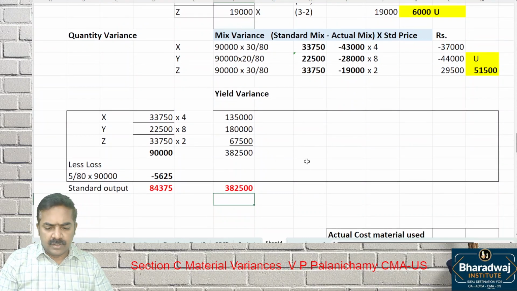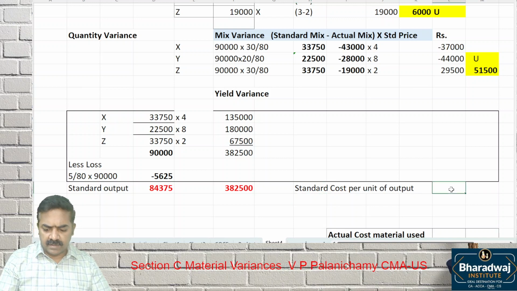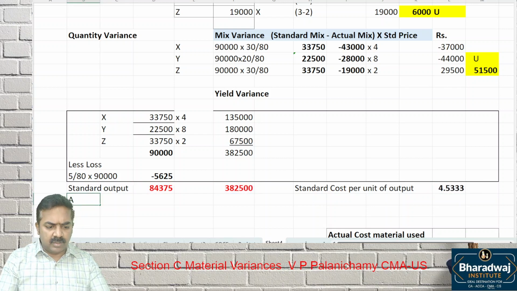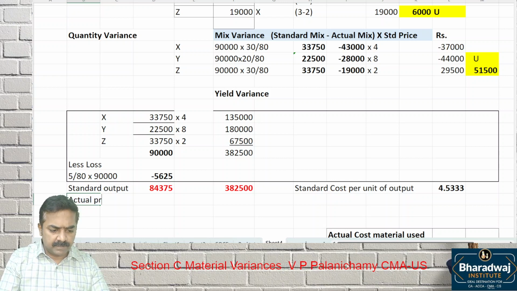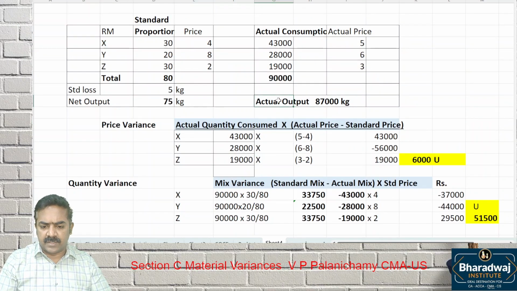So what is the standard cost per unit? Divide this, you will get it. 3,82,500 divided by 84,375. This is the standard cost of actual output. Look at the actual output, the standard cost per unit of output. What is the actual output? Actual production is 87,000 kg.